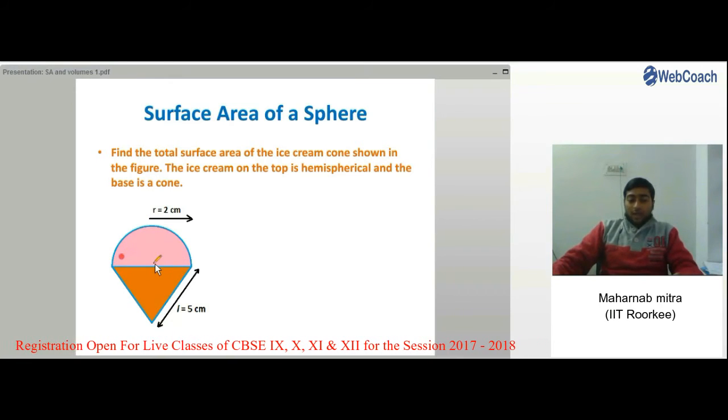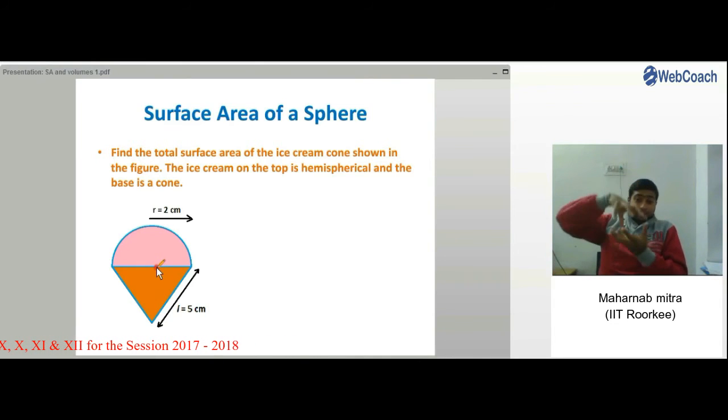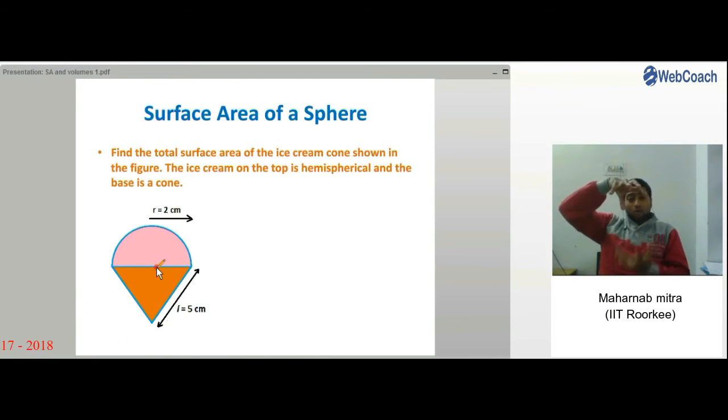Now the hemisphere has a circular base, and the cone also has a circular base, which is attached, right? It is directly attached on top of each other. So both of them must have the same radius, as they have the same circular faces. So both of them must have the same radius also.